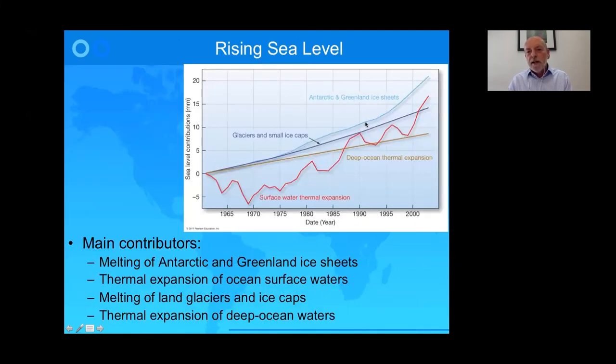The main aspect of the sea level rise is, of course, the Antarctic and the Greenland ice sheet melting. But what also has to be taken into account is the deep ocean thermal expansion. We are talking here about only 0.1 degrees centigrade, but because of the huge volume the deep ocean has, this is all the volume below 200 meters, this thermal expansion is also not negligible. So the main contributors are the Arctic, Antarctic, and Greenland ice sheets and the thermal expansion of surface waters, but also land glaciers' retreat and melting contribute.